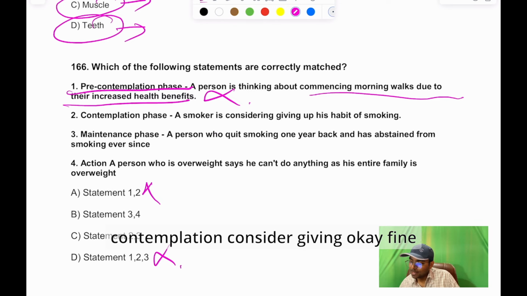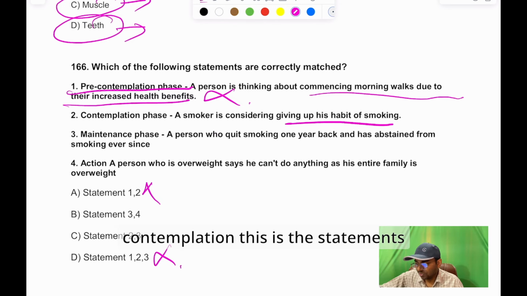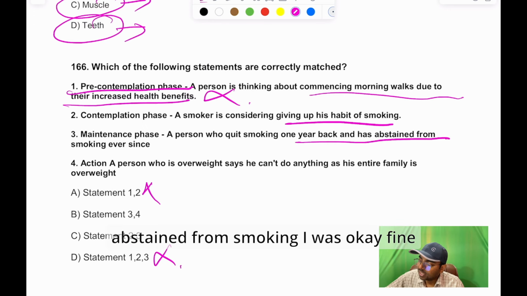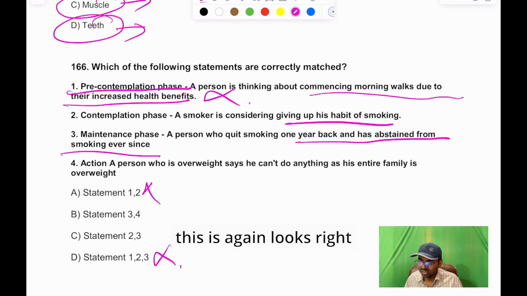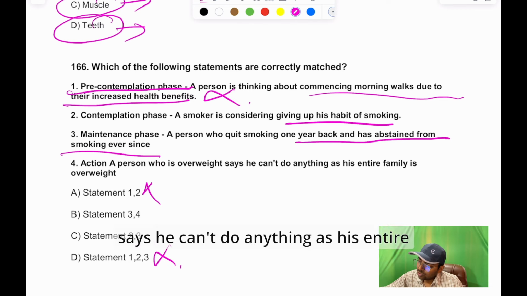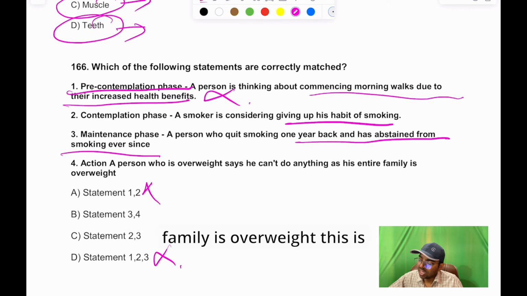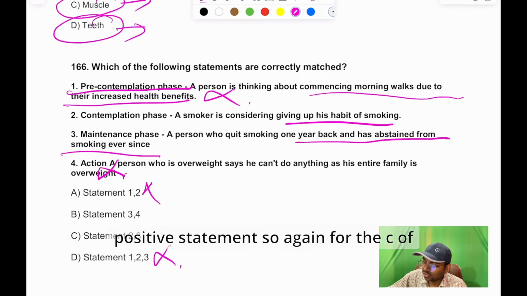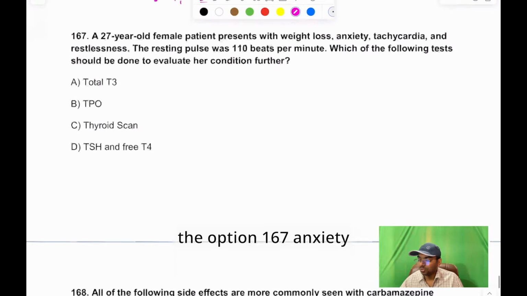Now, contemplation, considering giving up. Okay, fine. This statement seems to be right. Maintenance phase, one year back and has abstained from smoking ever since. Okay, fine, this again looks right. A person who is overweight says he can't do anything as his entire family is overweight. This is not a very positive statement. So again, it is option C.